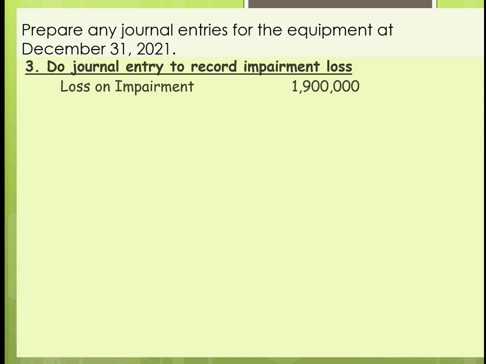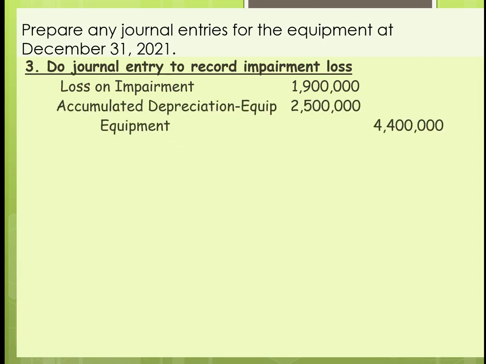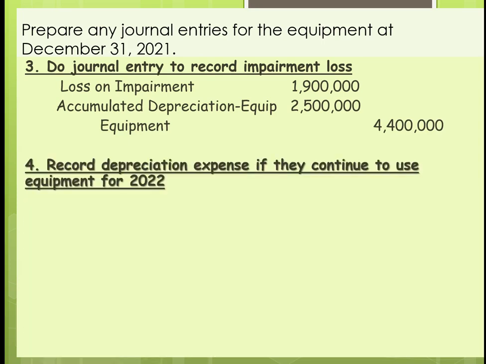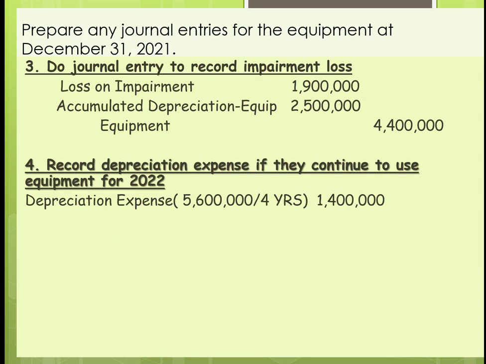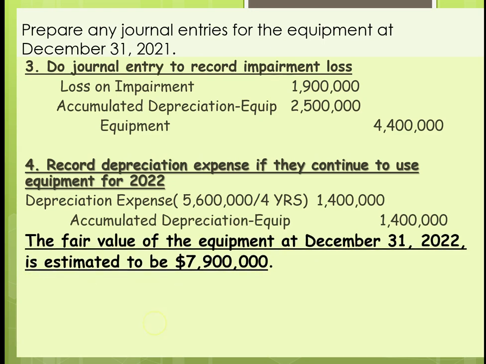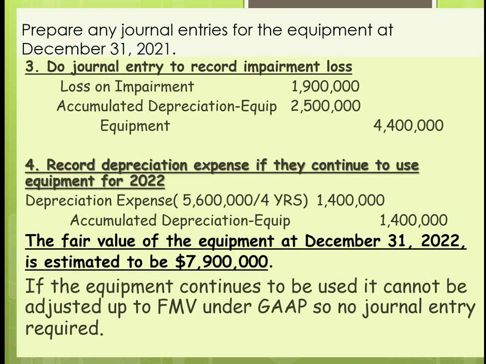We would book the impairment loss, and we would adjust accumulated depreciation and equipment. Record depreciation expense. If they continued to use the equipment, it would be depreciation expense and accumulated depreciation. The fair value of the equipment is determined to be $7.9 million. If the equipment continues to be used, it cannot be adjusted to fair market value under GAAP, so no journal entry is required.